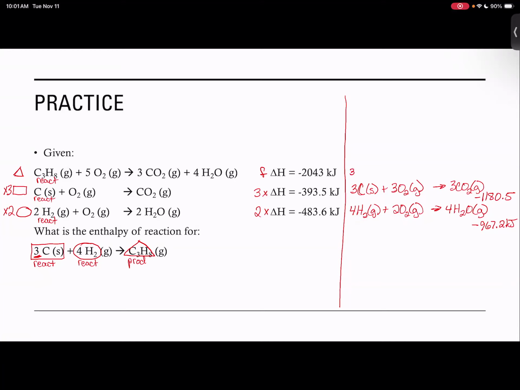So that's 3 CO2 gas plus 4 H2O gas goes to form C3H8 gas plus 5 O2 gas. And that has a value of 2043 kilojoules. And it is positive.